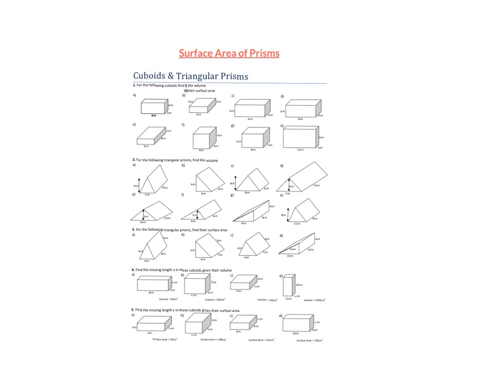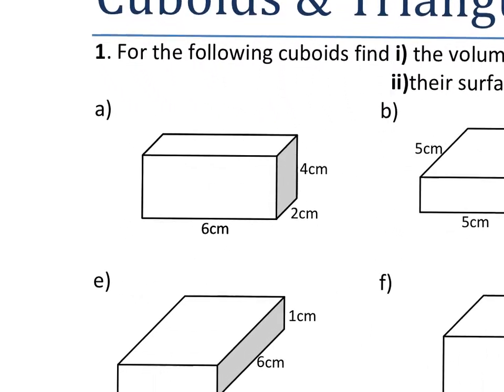Now, to start off, a prism is just a 2D shape that's just been stretched out. So like a cuboid or a triangular prism. Think of a Toblerone. The front of a Toblerone is a triangle, but it's just been stretched out to make it a wee bit longer. So we're going to start off with the surface area of a cuboid.